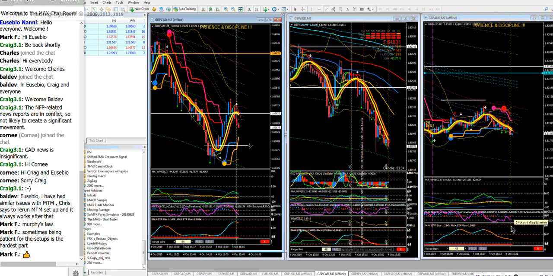We have the bodies of these two candles perfectly aligning on that horizontal level. There is no other way to draw the support level, so we have to wait for the breakout of this level.